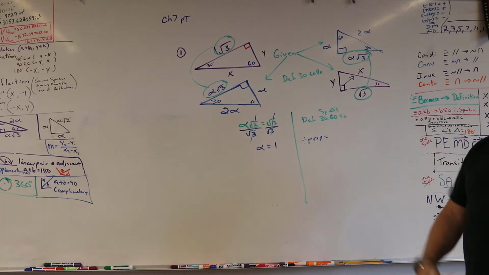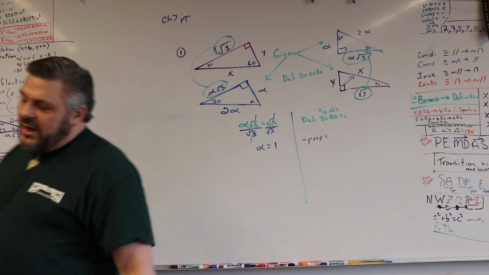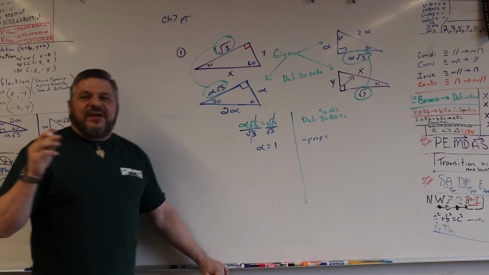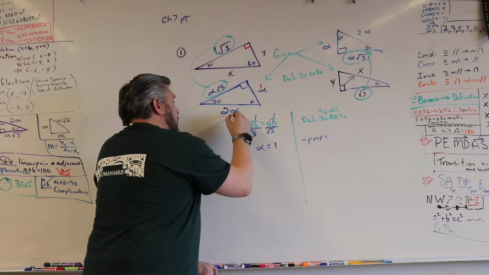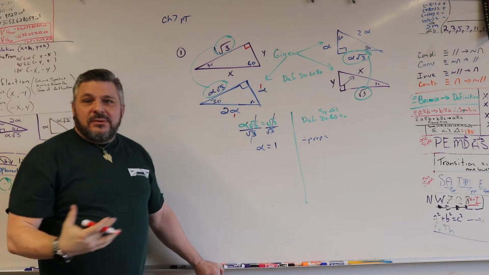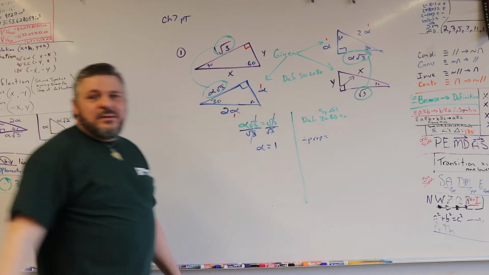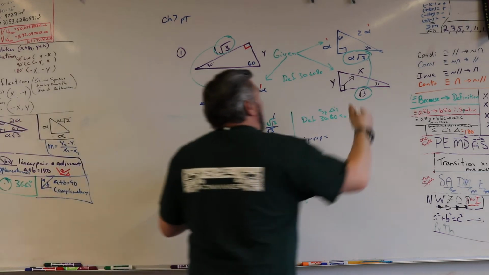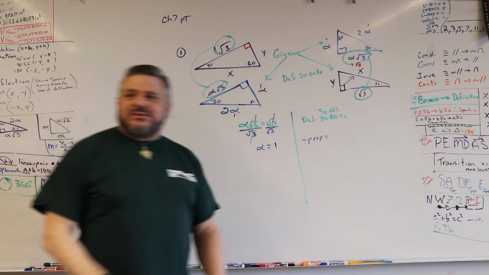So what's our next step? So I'm going to take another color. Okay? Now that I know what alpha is, I can actually plug that in. 1 and 1. 1 and 1. Okay? And so now I pretty much know what everything is. Honestly, this is 1 square root 3, this is 1, and this is 1 times 2, which is 2.